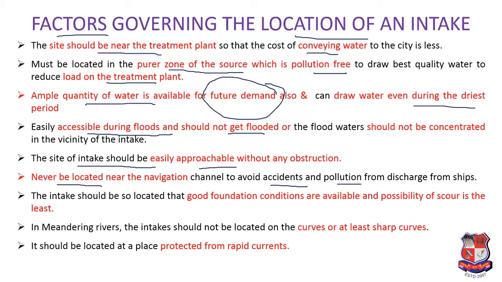Also, this intake structure should be located so that good foundation conditions are available, just to avoid the possibility of scours. Also, it should not be provided in a meandering river. The meaning is that in a river which takes very sharp curves, it is going to produce a very rapid current, so it should be protected from the rapid current. It should not be provided in such rivers, which are called meandering rivers, having very sharp turns.